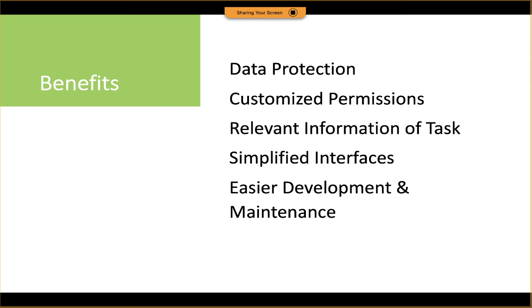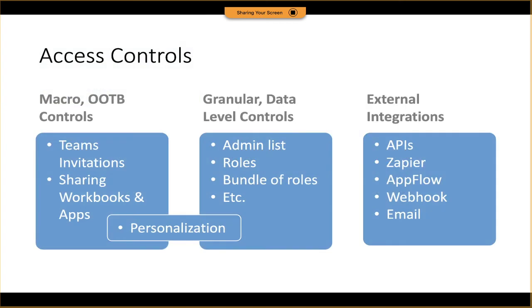In the rest of this webinar, we are going to look at macro or high-level controls, which come out of the box that Amari already mentioned: teams and sharing of workbooks and apps. And we're also going to touch on personalization, which is also built in, but it does start to give you granular data level control. And we're going to extend that by talking about how you would do an administrator list. How would you make a list of administrators just within your app, that is not part of the whole team, but just within your app?